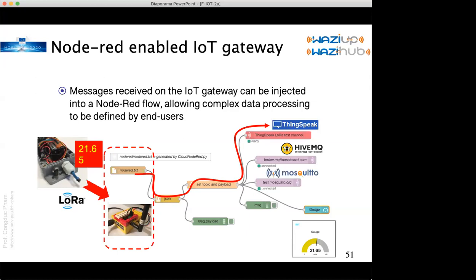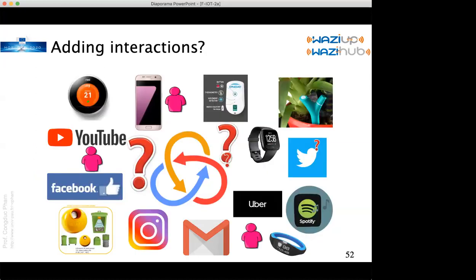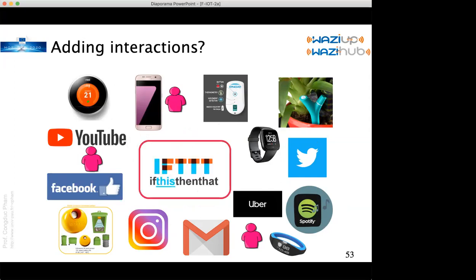Okay, let's move on because we can go even a step further than that, because we can add interactions to all these components altogether. We know that we have devices, we know that we have social media, we know that we have a lot of applications represented in this slide. Can we link them all together? The answer is yes. A couple of years ago, there was one startup that had this idea. They called it If This Then That. What does it mean? It means if I have this, then I should do that. So it's very, very generic.